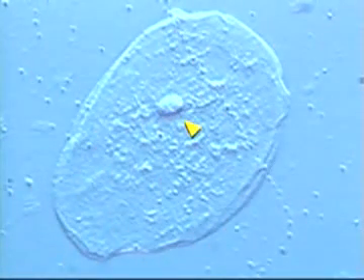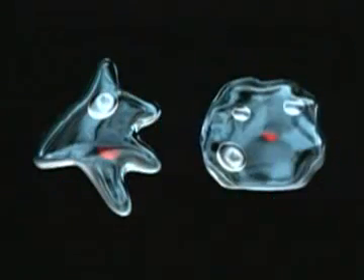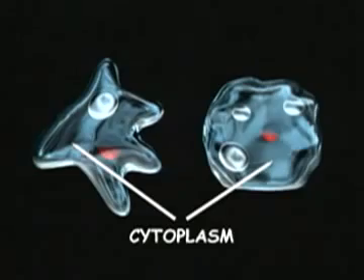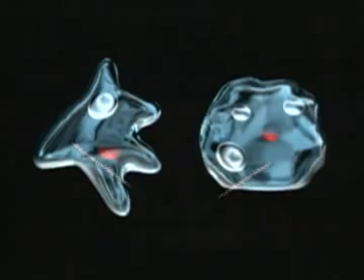This is the nucleus of a cheek cell. Surrounding the nucleus is a substance called cytoplasm. This is a fluid in which many cell reactions occur. In the amoeba, the cytoplasm is constantly flowing, carrying cell materials with it.